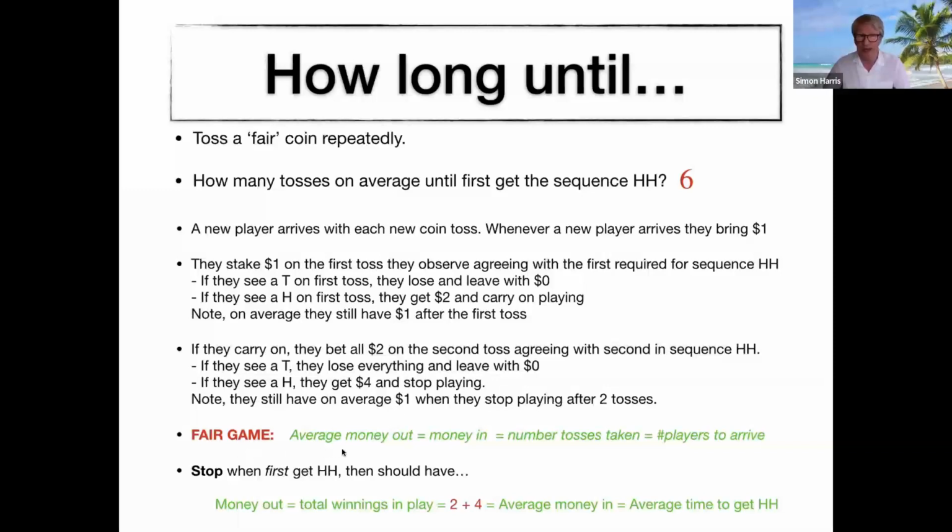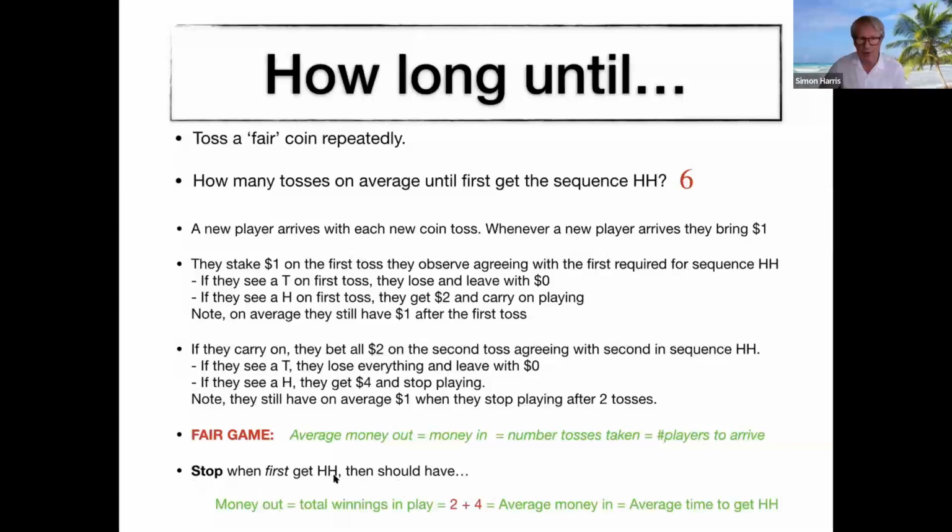Because it's a fair game, the average money out should be the same as the average money that comes in, which is the same as the number of tosses taken, the same as the number of players to arrive. So now the argument is, if we use this stopping time exactly when we first get a head-head, what should we have?